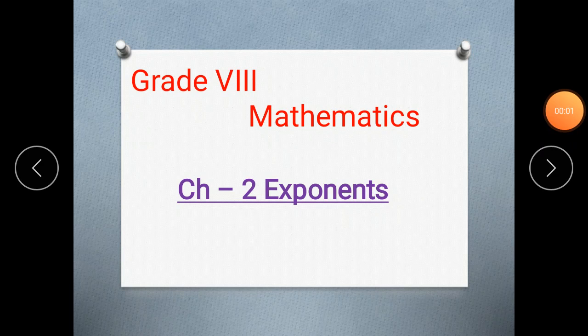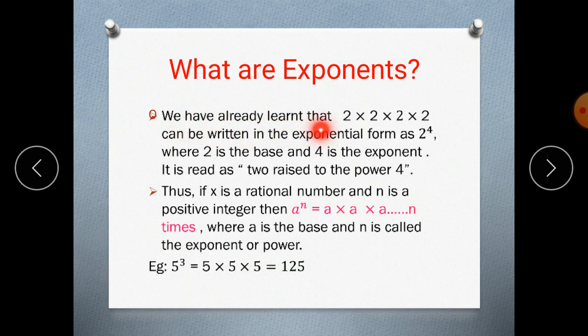Good morning, class. Today we are going to talk about chapter number 2, that is exponents. So, first of all, let us discuss what are exponents. We have already learned that 2 into 2 into 2 into 2 can be written in the exponential form as 2 raised to 4, where 2 is the base and 4 is the exponent. It is read as 2 raised to the power 4 or even 2 raised to 4.